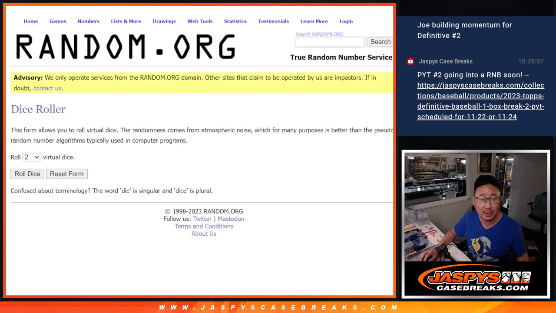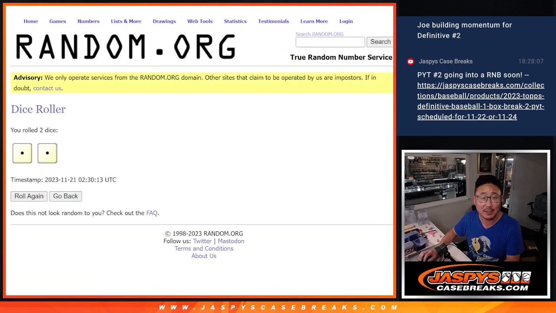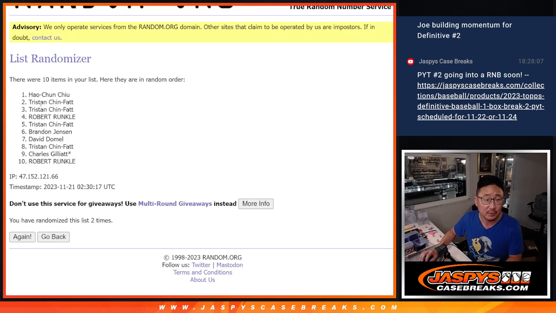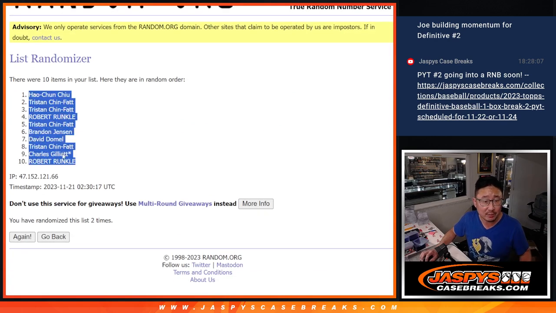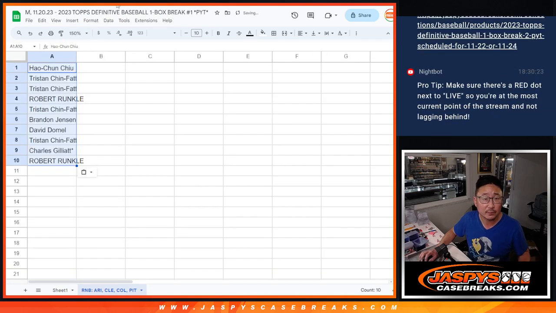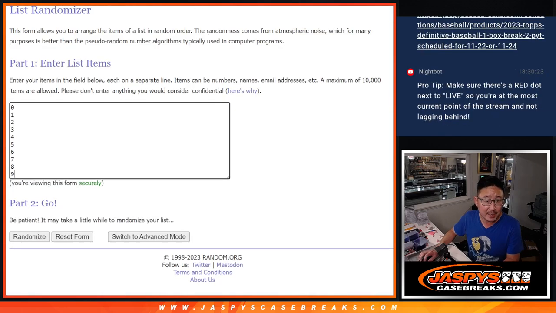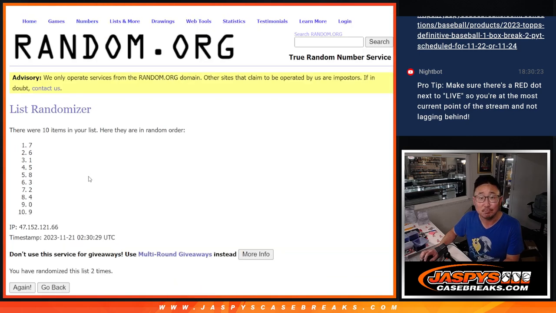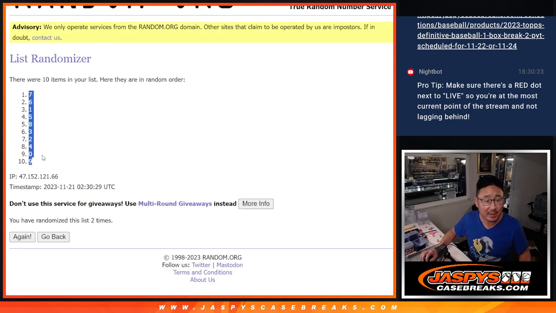There are the numbers right there, and let's roll it. Randomized names and numbers, snake eyes, two times, real easy. One and two. We got Hao Chun down to Robert. Snake eyes for the numbers, one and two. Easy. Seven down to nine.